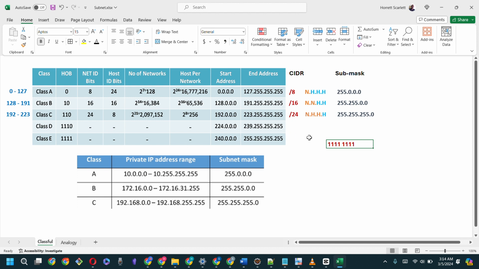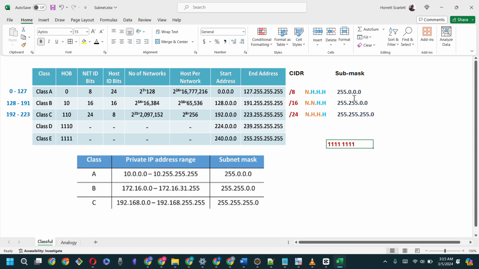And note, CIDR notation uses a forward slash followed by the number of bits which are associated to the network. So /8 tells us that 8 bits are being used as network bits. /16 tells us that 16 bits are being used as network bits. And /24 tells us that 24 bits are being used as network bits. So note, we can easily switch between CIDR and subnet mask if we know what we are doing.